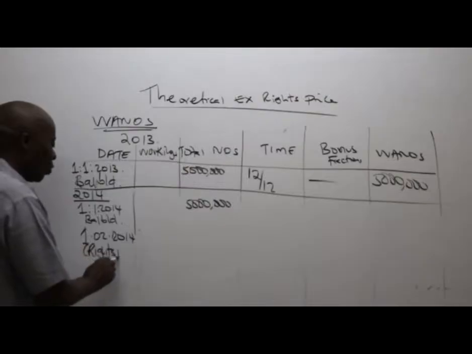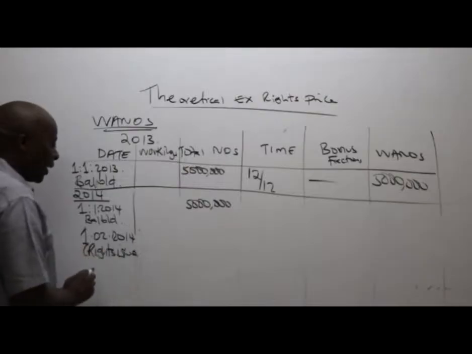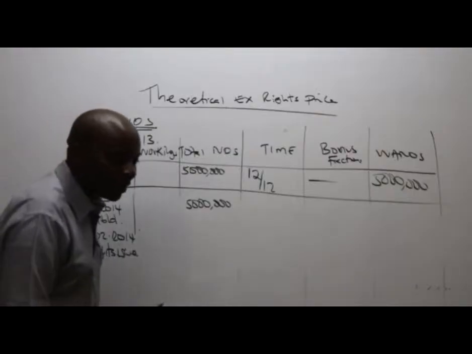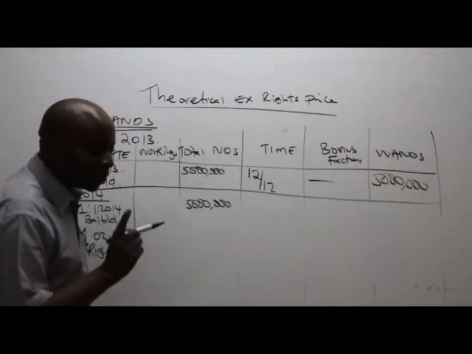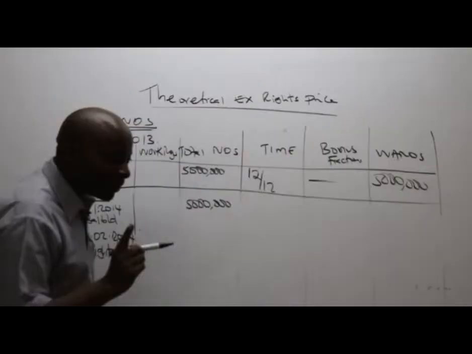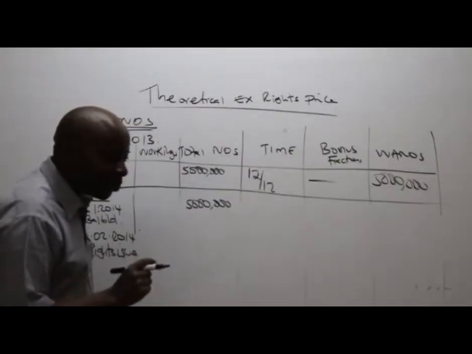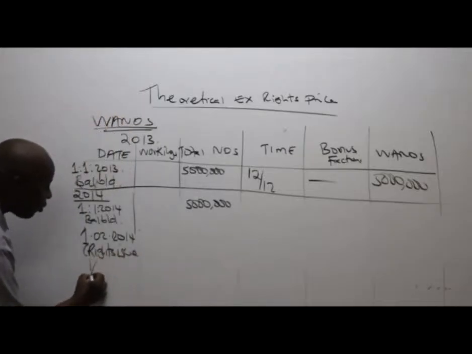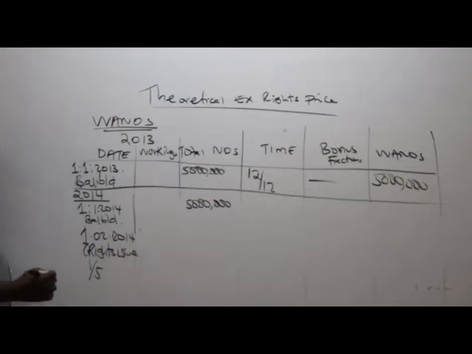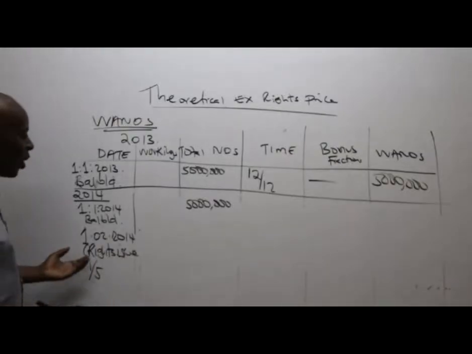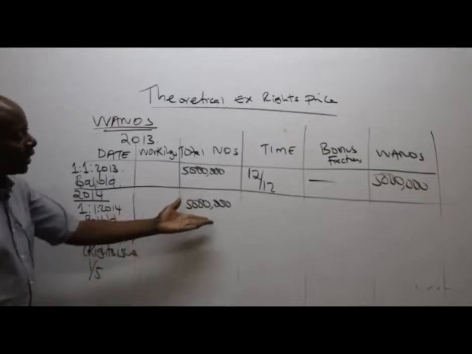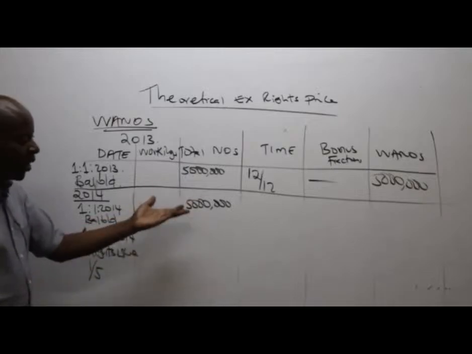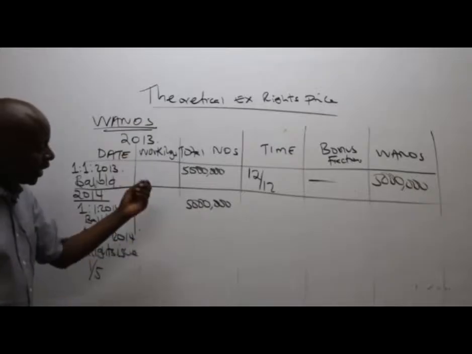A rights issue of how much? A rights issue of what fraction? 1:2? Oh yeah, you are misleading me. A rights issue of 1:5, a rights issue of 1/5. So then what will happen? We shall take 1/5 of the number of shares we had, 1/5 of the number of shares that we had outstanding.